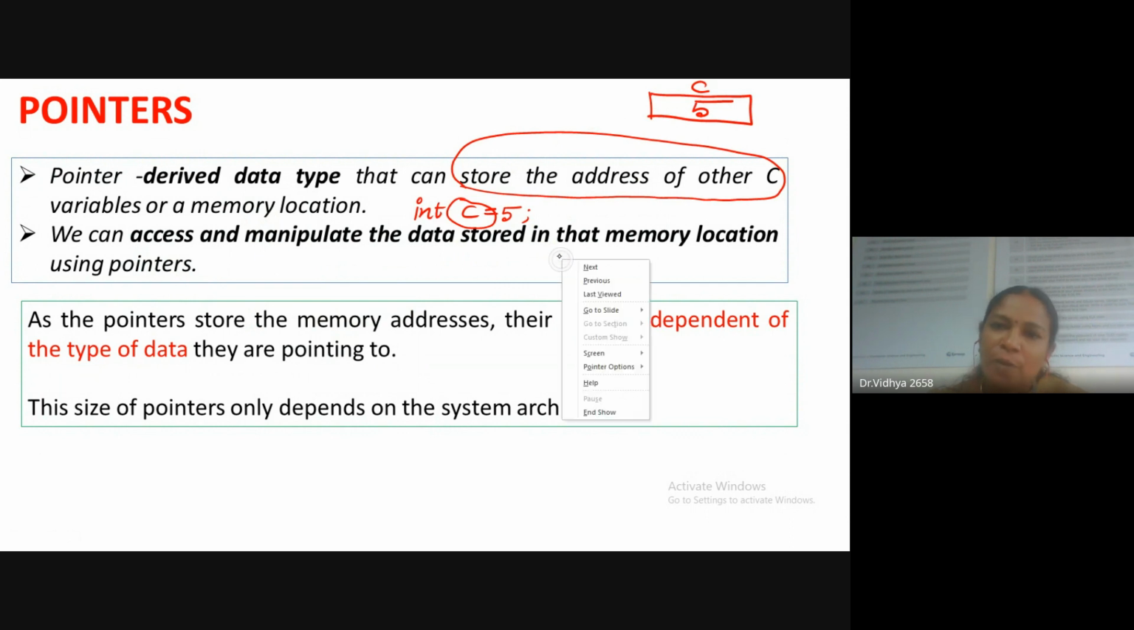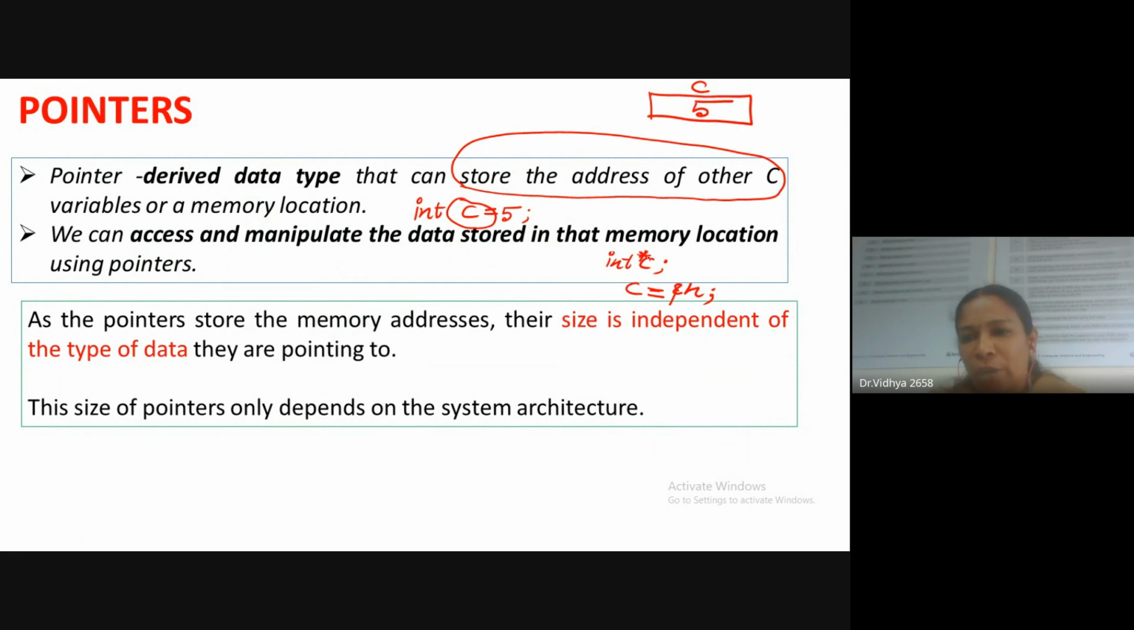For example, in c we have declared the variable, and we are assigning to that variable c the address of another variable. For example, you can consider it as n. In such cases, the variable c will be denoted with the symbol or operator called star. We call this a referencing operator. So a pointer is basically a derived data type. We can access and manipulate the data stored in the memory location where the pointer is pointing.